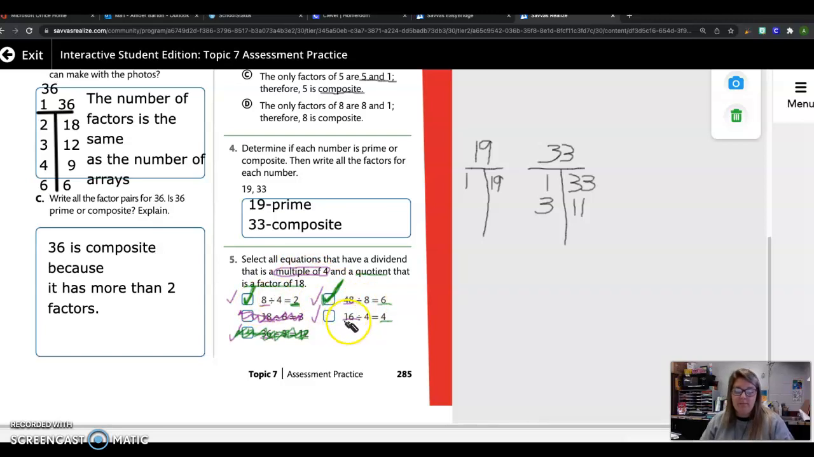Let's look at the last one. 4. Can you multiply 4 times anything to equal 18? No, you can't. So that means that this equation does not meet both of the criteria.